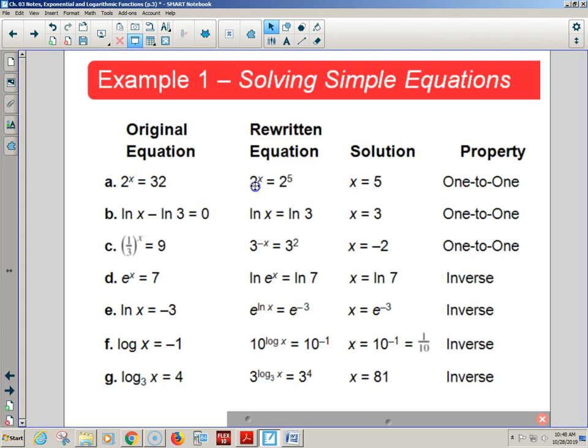Why were 1 and 2 and 3? I think we skipped one of these along the way because we only had 6 problems, not 7. But 1 and 2 and 3, what property were you supposed to use? And what's the basis of the 1-to-1 property? What are we supposed to make them do? Same base, make a match.